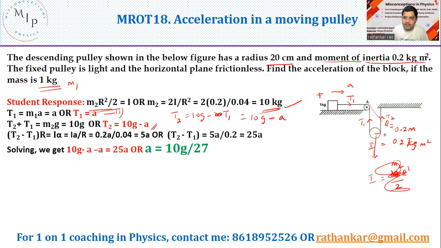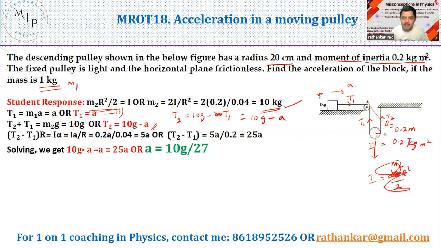Force into displacement. Why T2 minus T1? Because T2 is a pulling force, and T1 is also a pulling force. But this will produce an anti-clockwise torque, and this will produce a clockwise torque. Since the anti-clockwise torque is larger than the clockwise torque, I will write T2 minus T1. These two are in opposite directions. So I will write T2 minus T1 into R, force multiplied by distance.